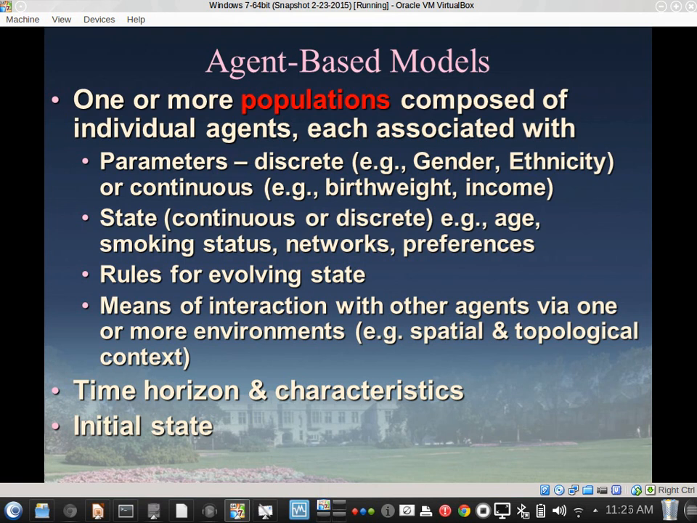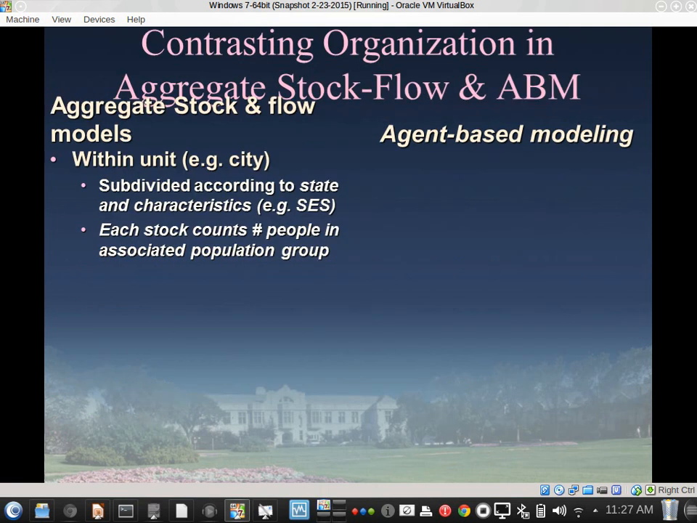The model is further associated with some time horizon over which it runs, that was asked before, and some characteristics of individuals. And some characteristics associated potentially with, for example, the spatial environment. And then some initial state. It starts at some point, just like system dynamics and just like discrete event modeling do.